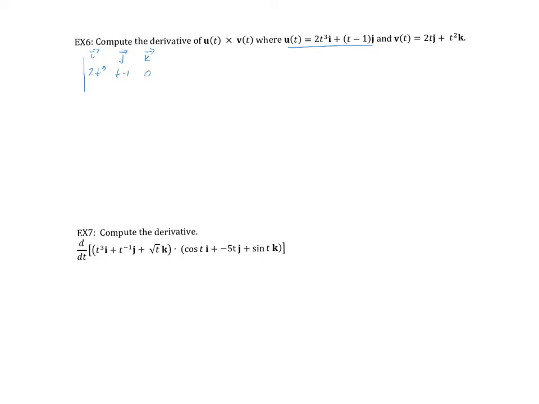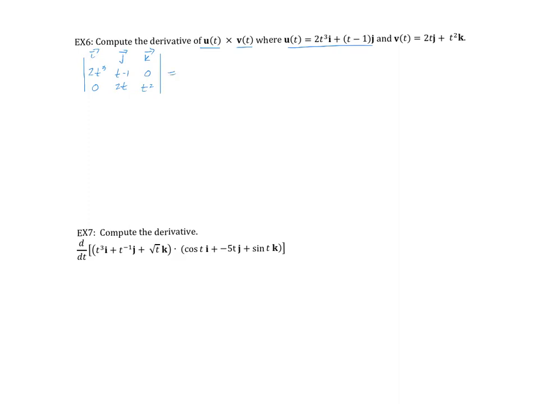So again, remember that when you cross, you have to do it in the direction that you're reading. If u comes first, it's going to be the first row. v comes second, it's going to be your second row. So v is simply 0 for the i, 2t for the j, and t squared for the k.